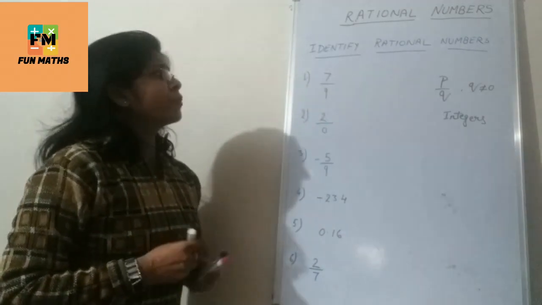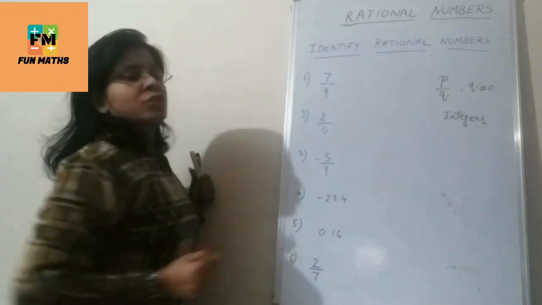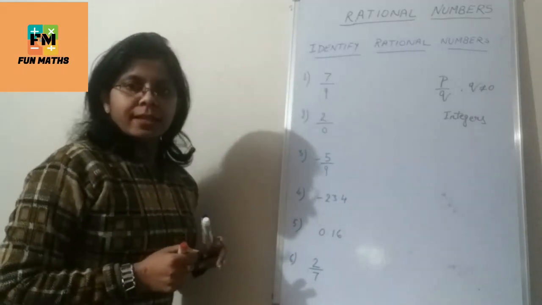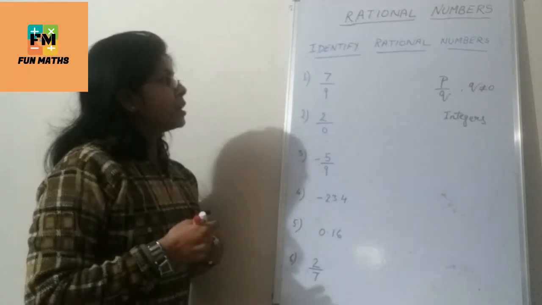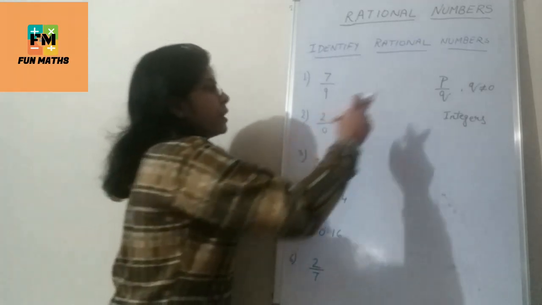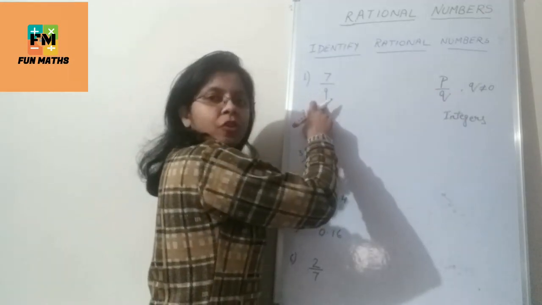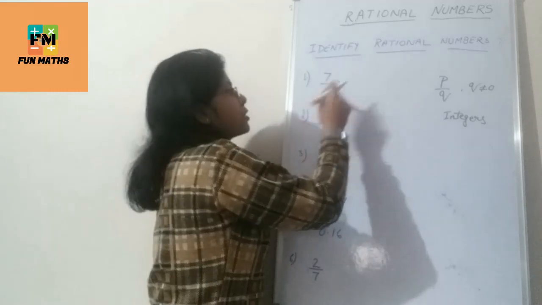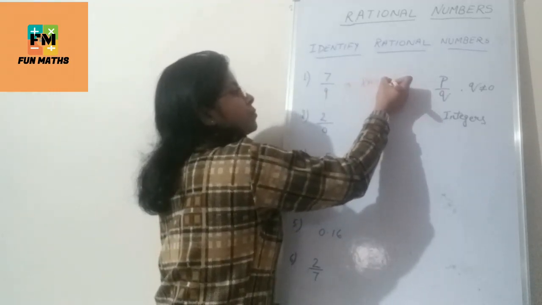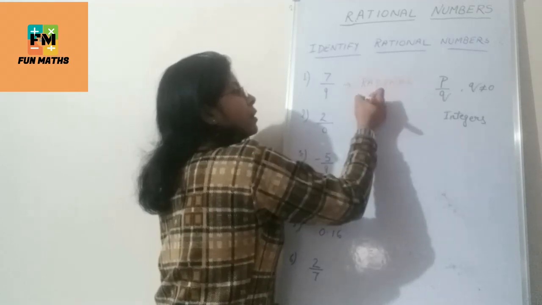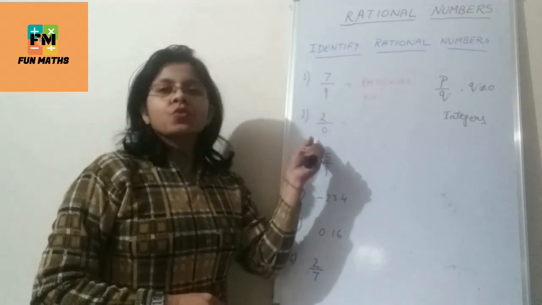The first number which I wrote for you is 7 upon 9, right? So here let's check. The numerator, which is p, is 7. Yes, it is an integer, a positive integer. The second number is 9. Yes, it is also an integer, a positive integer, right? So this is satisfying the property of integers, and q, which is 9 over here, is not equal to 0, right? So we can call this a rational number, right?